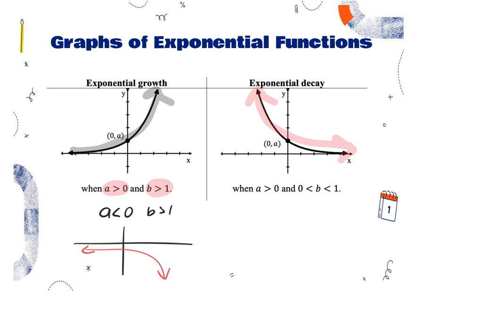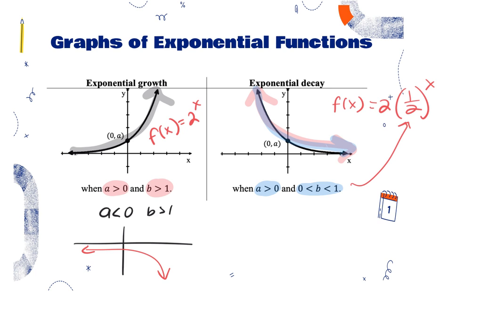All right, then comes exponential decay. And in this case, my A is still positive, but my B is in between 0 and 1. So this could be f of x equals 2 times 1/2 to the x. This could have been 3 times, whatever it is. Doesn't matter, as long as the base is in between 0 and 1. So in between 0 and 1, decay. Could be fraction, could be decimal. Greater than 1, growth. If there's a negative on the front of the 1/2, what does that cause?